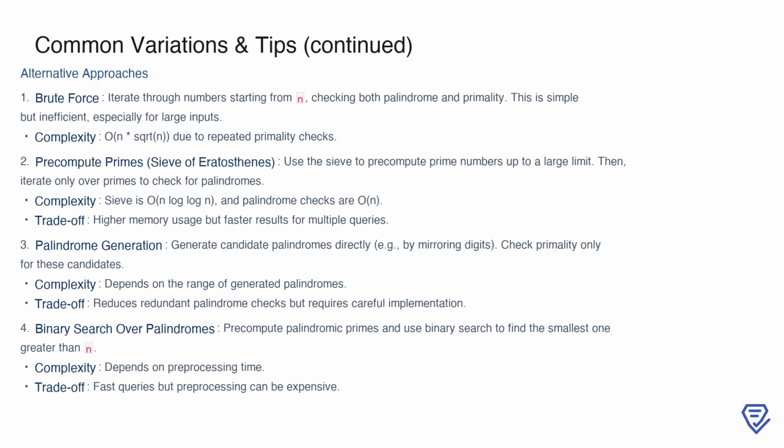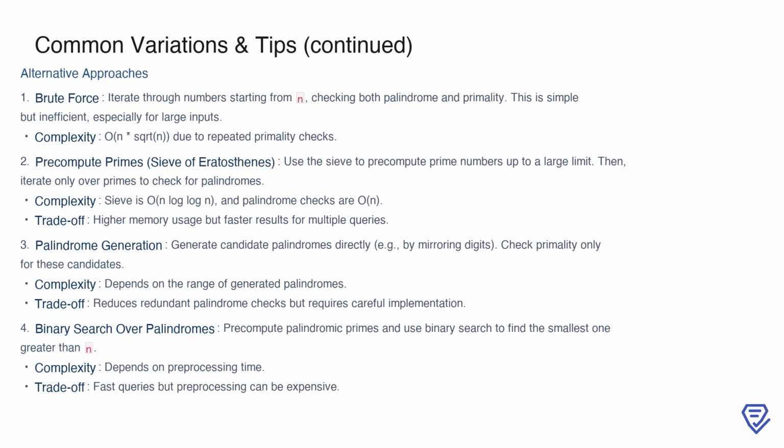A more optimized approach is to pre-compute primes using the sieve of Eratosthenes. With this method, you can iterate only over primes to check for palindromes, achieving a time complexity of O(n log n) for the sieve and O(n) for palindrome checks. However, this approach uses more memory, so there's a trade-off.